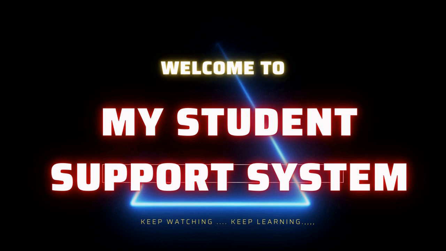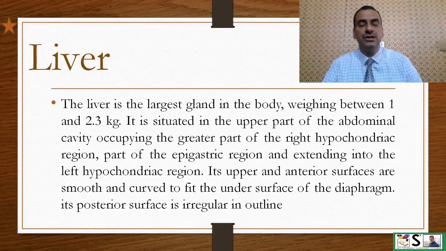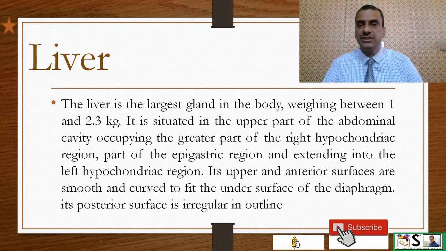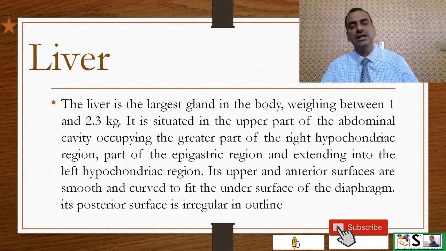Keep watching, keep learning. The liver is the largest gland of the body, weighing between 1 to 2.3 kilograms. It is situated in the upper part of the abdominal cavity, occupying the greater part of the right hypochondriac region, a part of the epigastric region, and extending into the left hypochondriac region. Its upper and anterior surfaces are smooth and curved to fit under the undersurface of the diaphragm. Its posterior surface is irregular in outline.